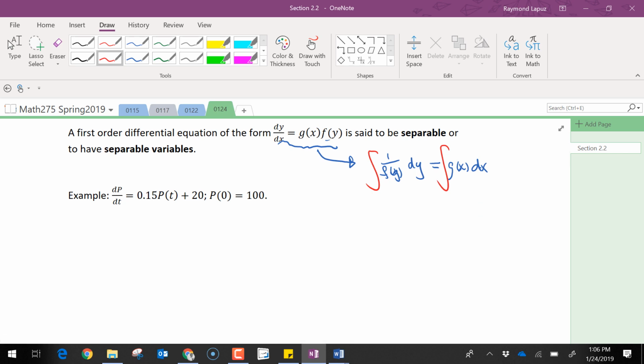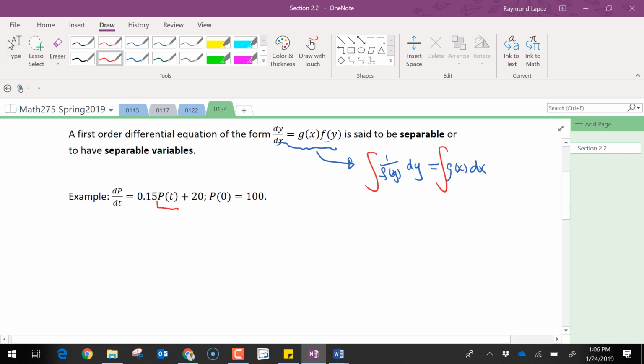P of t is a function. It's not p times t. So this is like p by itself. So let me rewrite this just so we don't have any confusions. dp/dt is equal to 0.15 p plus 20. So that's my differential equation. I see that there's an initial condition there as well, so we'll deal with the initial conditions later.